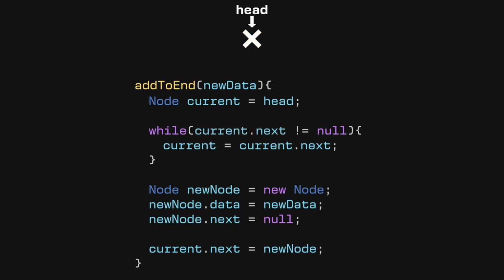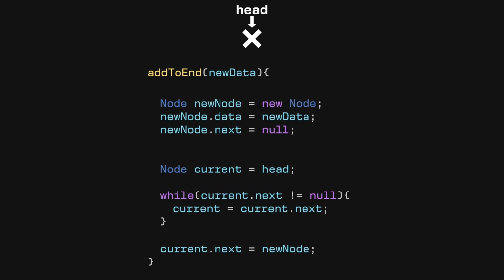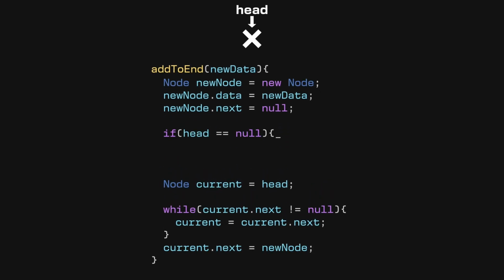We can fix this by adding a special case for if the list is empty. We'll move the part where we create the new node to the top, and then if the head pointer is null, that means there aren't any nodes in the list yet. So we can add the new element by making the head point to the new node.